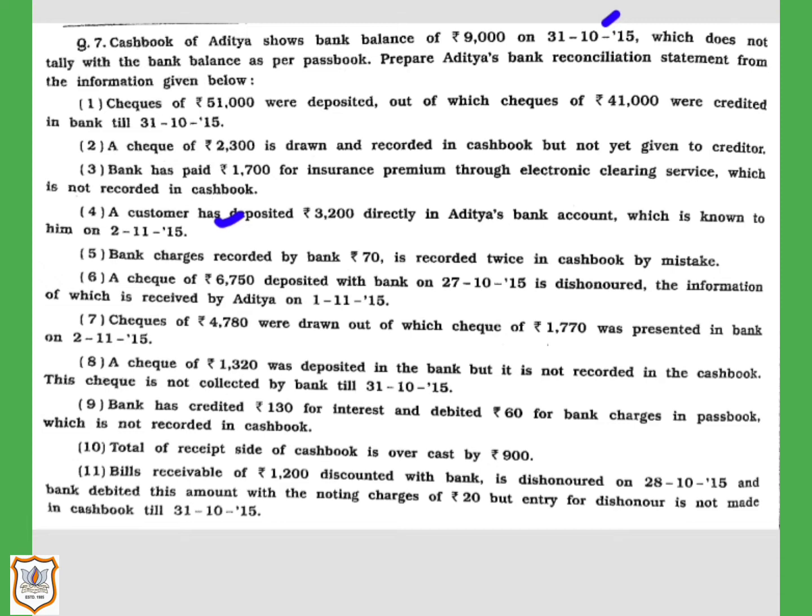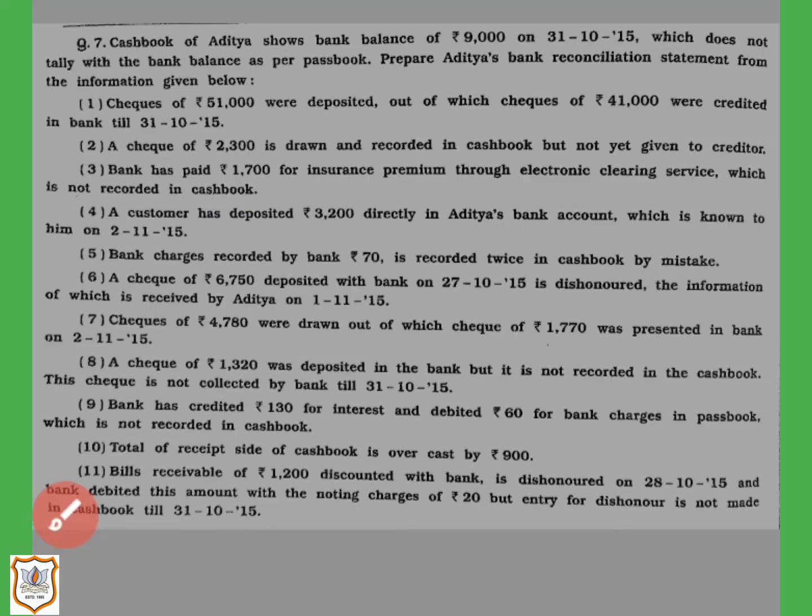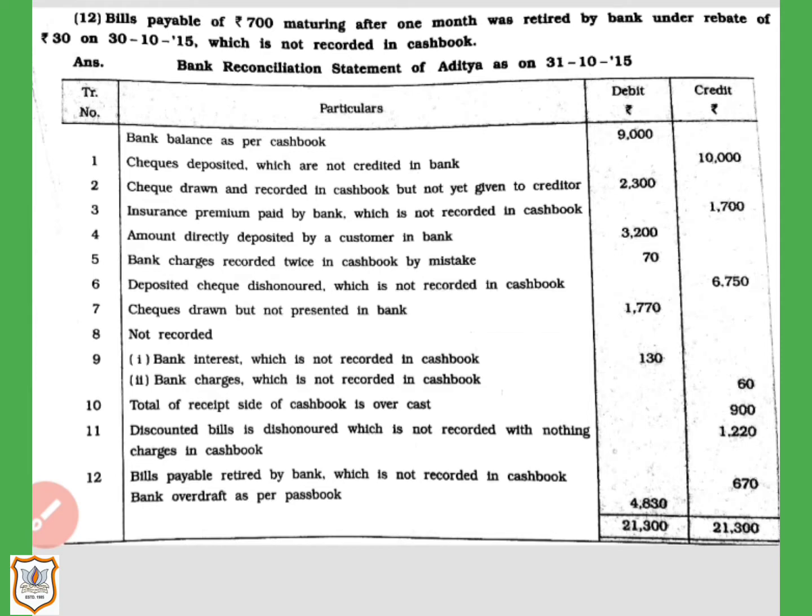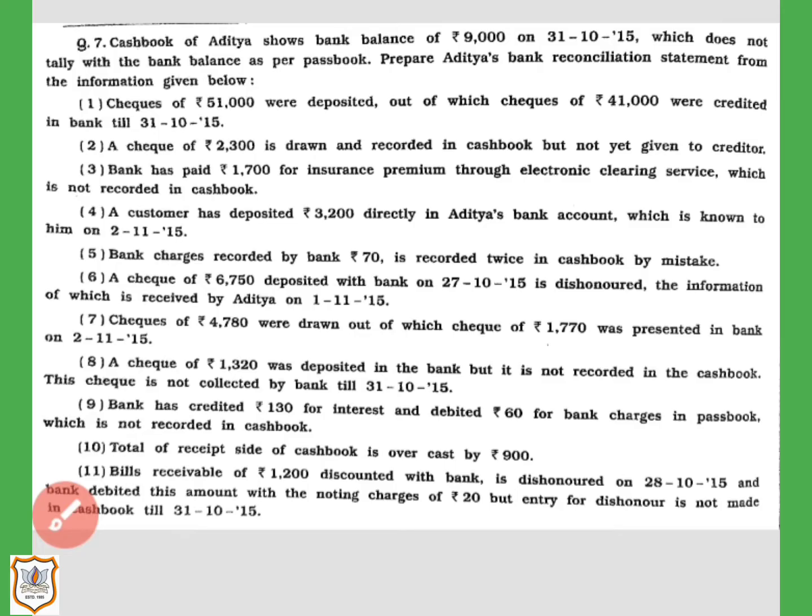So here we will write the transaction in the debit column of the bank reconciliation statement. Here it is. Amount directly deposited by a customer in bank, amount is rupees 3200. We will write it in debit column of BRS. Now next information. Information number 5th.